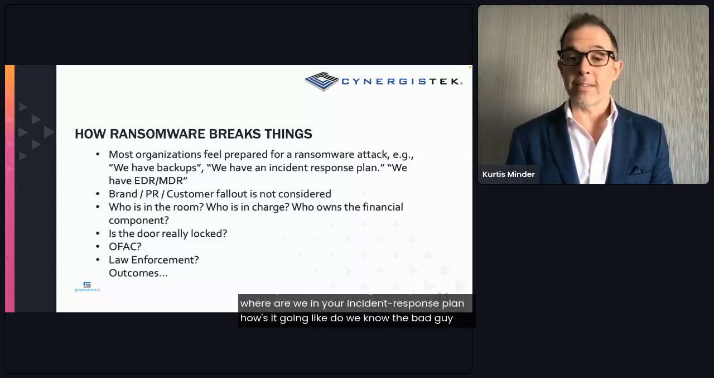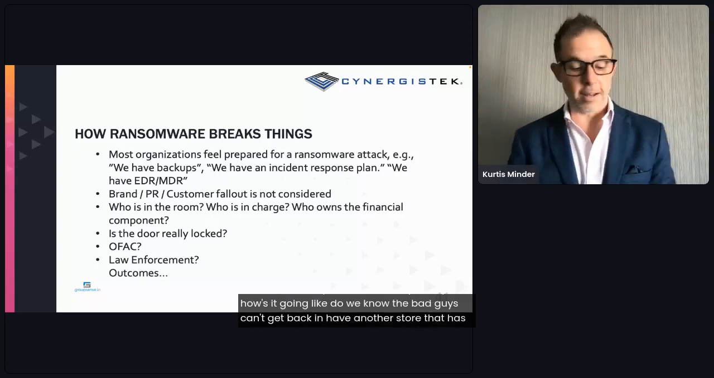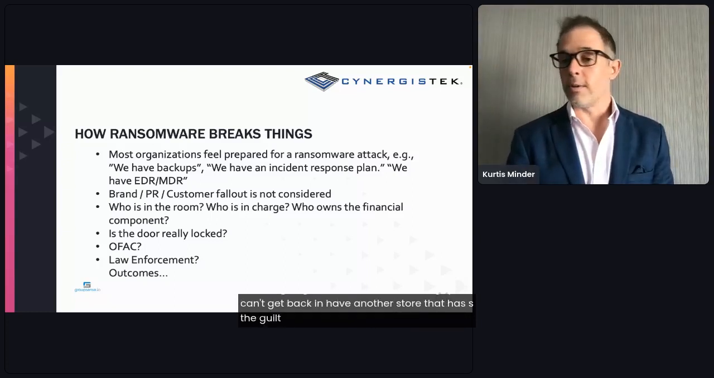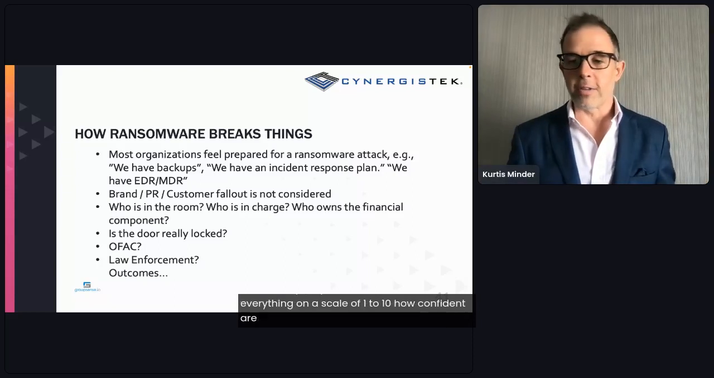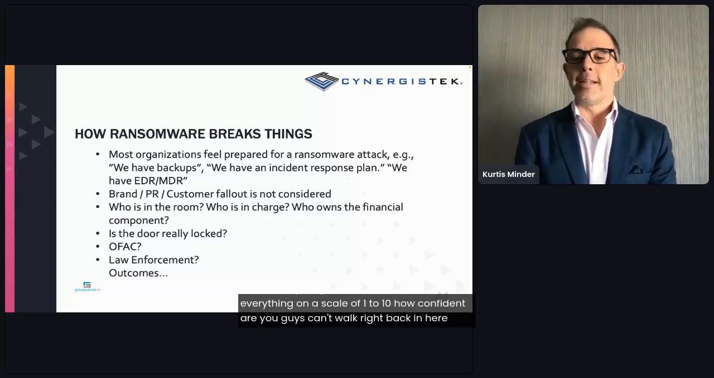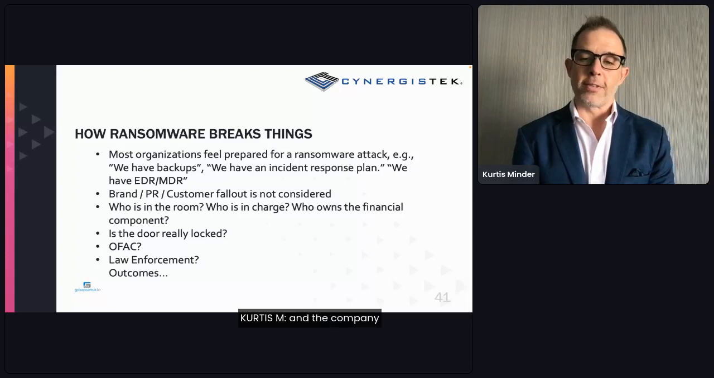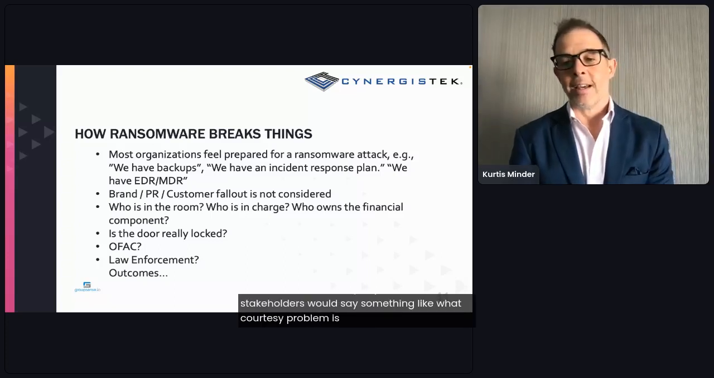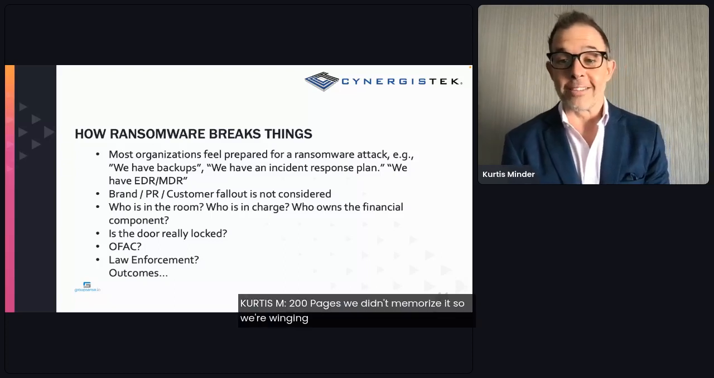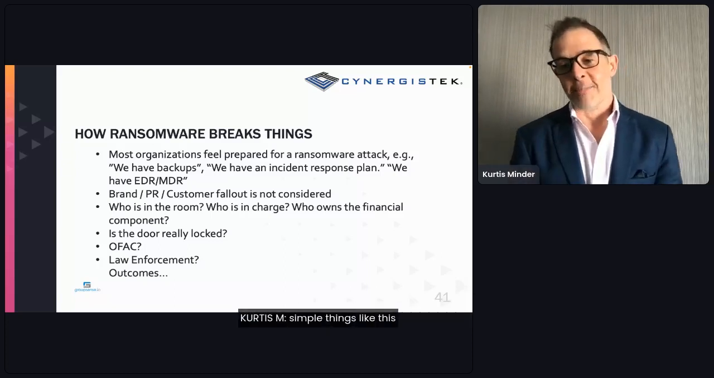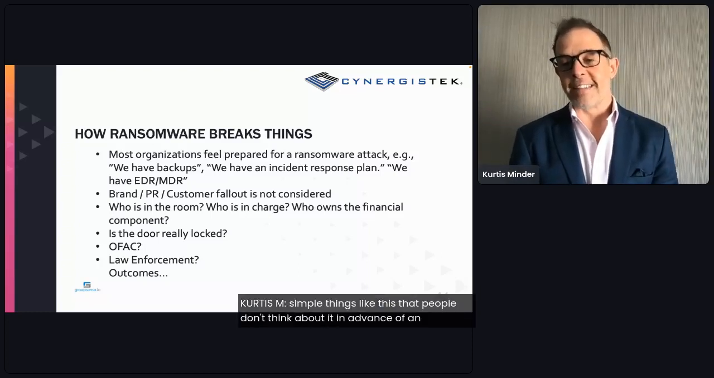Like, do we know the bad guys can't get back in? I have another story for that in a second. Have they locked the doors? Like, on a scale of 0 to 10, how confident are you these guys can't walk right back in here? And one of the stakeholders would say something like, well, Curtis, the problem is the incident response plan, that's a file. And that file's on a server. And that server's encrypted. It's 200 pages and we didn't memorize it, so we're winging this thing. Simple things like this that people don't think about in advance of an attack cause major problems.